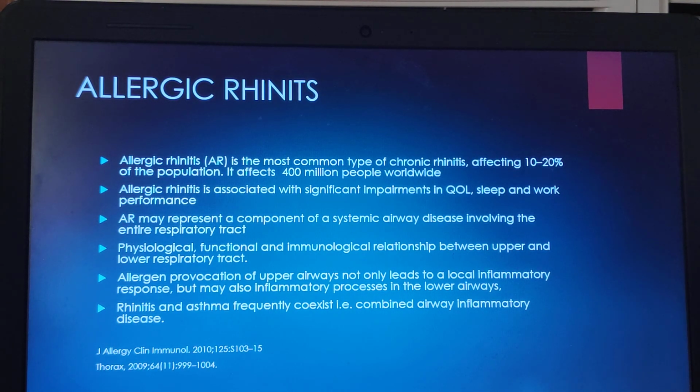The allergen exposure of the upper airway not only leads to a local inflammatory response in the nasal cavity, but it can also affect the lower respiratory tract. And so it is not surprising that rhinitis and asthma coexist very commonly. As per the data, about 30% of patients with rhinitis or allergic rhinitis have asthma, and about 70% of patients with asthma may have allergic rhinitis.